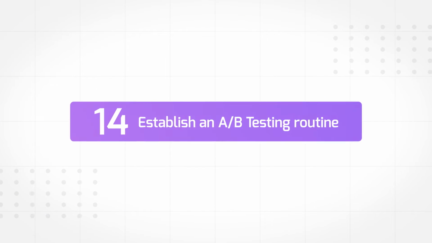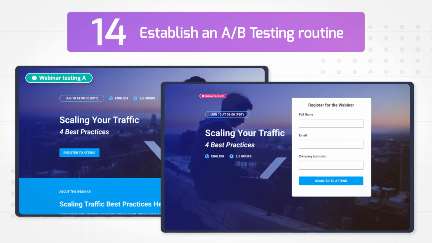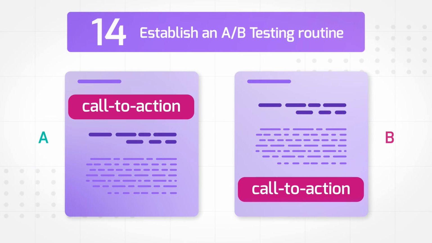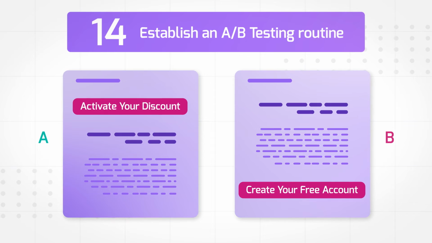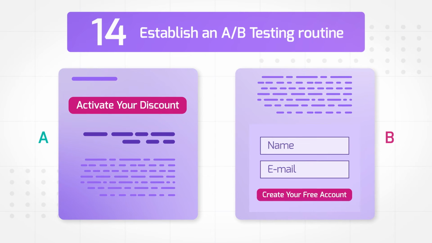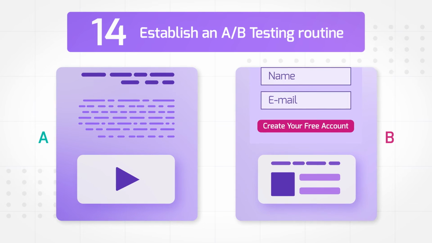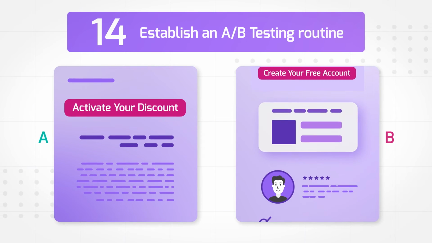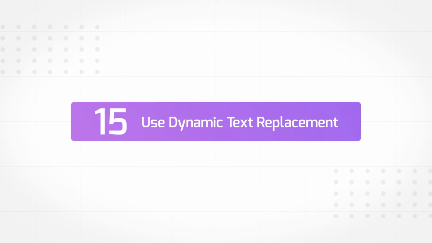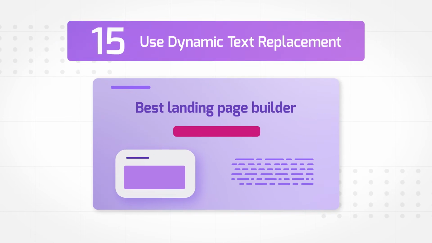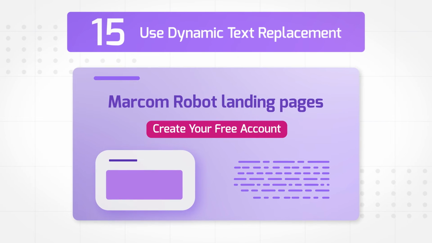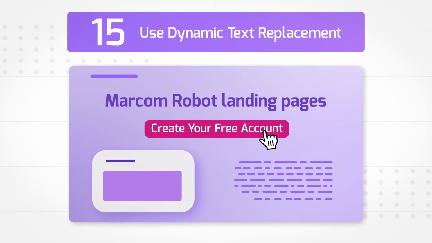Number 14. Establish an A/B testing routine. The most common things to test out on your landing pages are: position of the call to action, call to action message, main headline message, open form versus button with an overlay form, video versus screenshots, short landing page versus long, content-heavy landing page. Number 15. Use dynamic text replacement. With dynamic text replacement, your visitors see the content that is more relevant to their search terms, and thus are more likely to convert on your page.